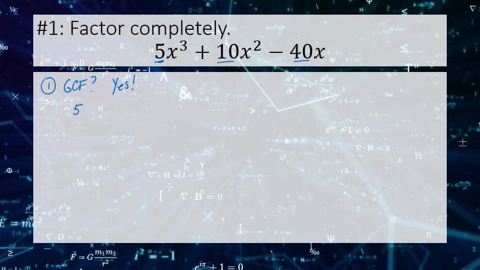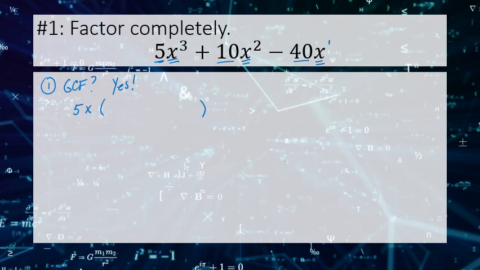And then if you look at all three terms, each term has x in it. So I can take out the x that has the smallest exponent, which is this one all the way on the right, x to the first. So I'm going to factor out 5x. And then to figure out what's left over, what I'm essentially doing is I'm dividing each term by 5x.